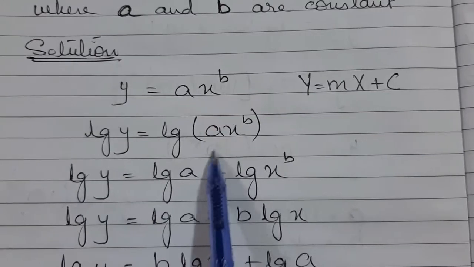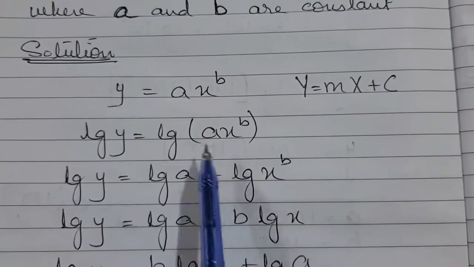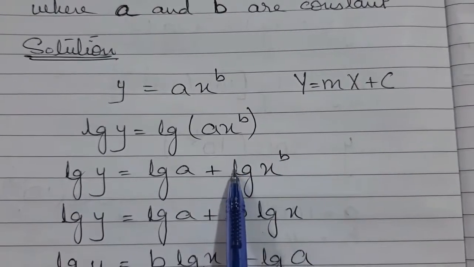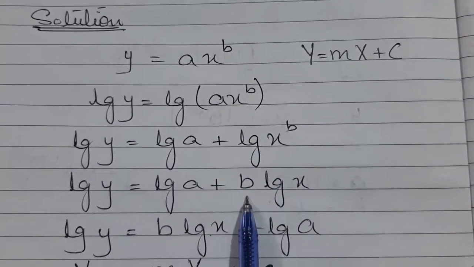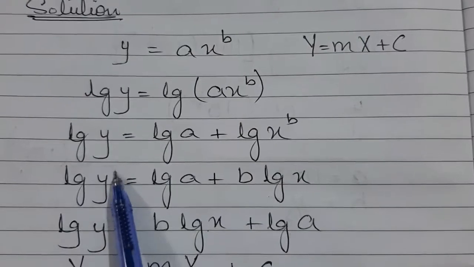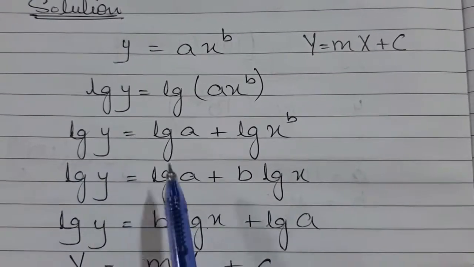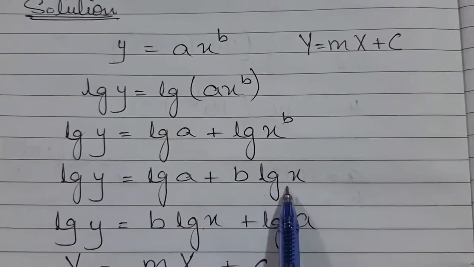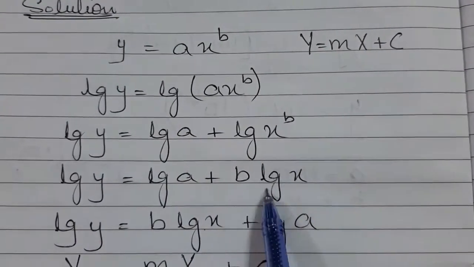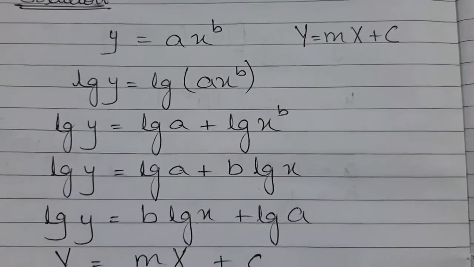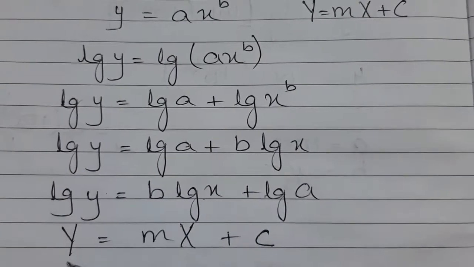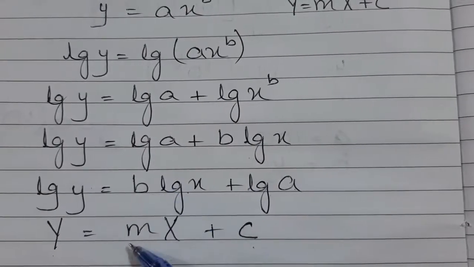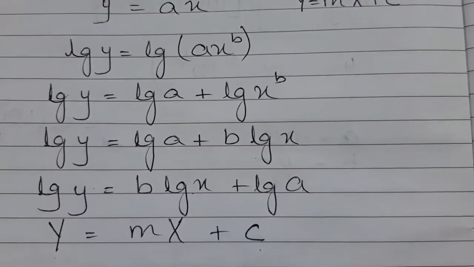First of all, I'm opening it with the help of the product rule. So it is lg A plus lg x^b. Then I'm applying the power law. b is here. Now if you look at this, this term has only variable, this term has only constant, and this has constant and variable. So it is already in this form. Can you notice? So now my lg y is my capital Y, my lg A is c, b is my m, and lg x is my X.